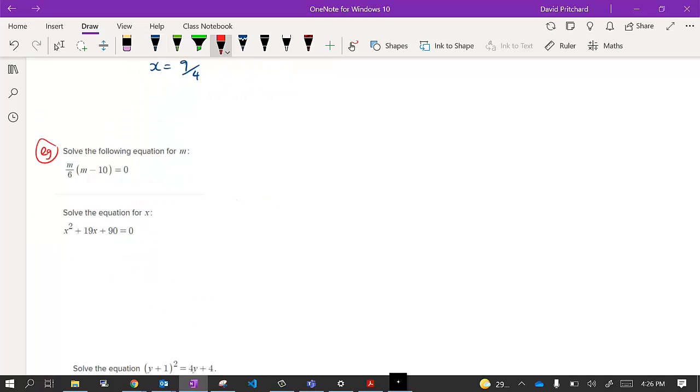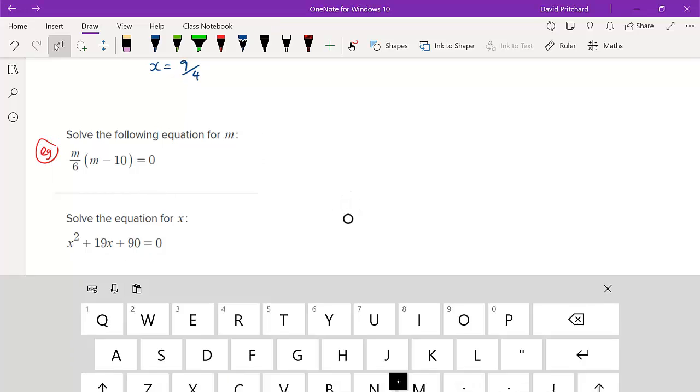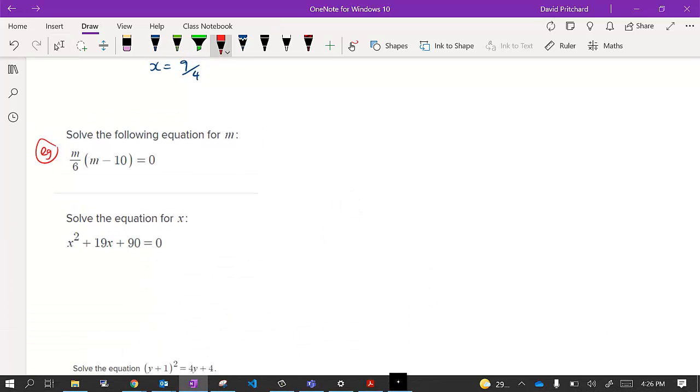Okay, so we've got another one here, and hopefully what we just talked about is a bit of a giveaway with this question. We've got the same thing, it's factorized and it's equal to 0. So that means each of these factors can be equal to 0, and therefore our solution is nice and simple. So null factor theorem again, we can say that m on 6 is 0, or m take 10 is equal to 0.